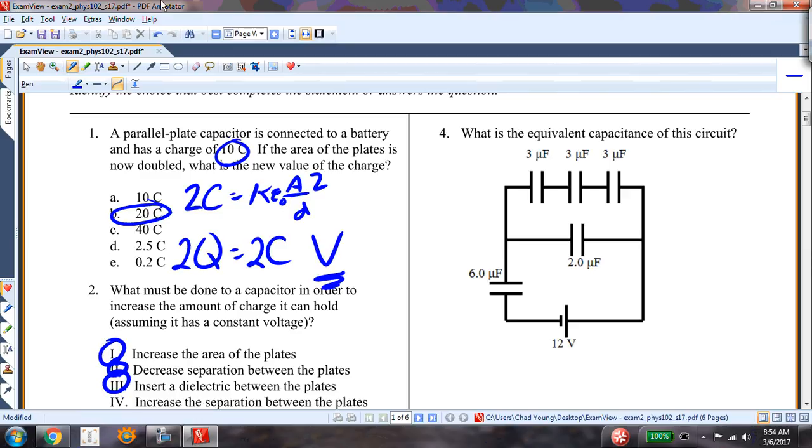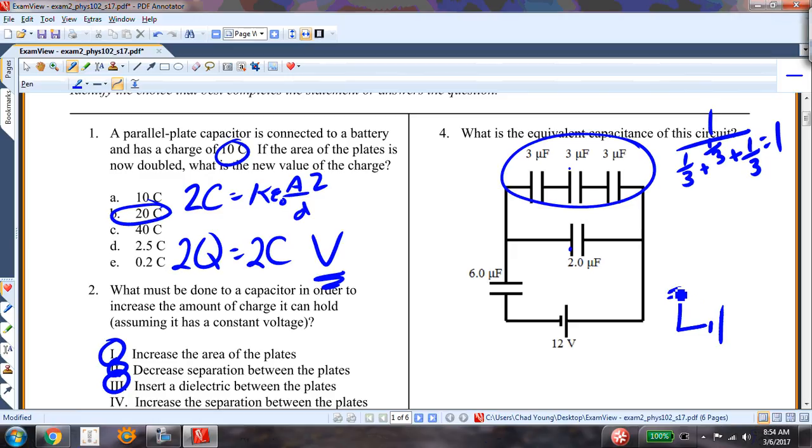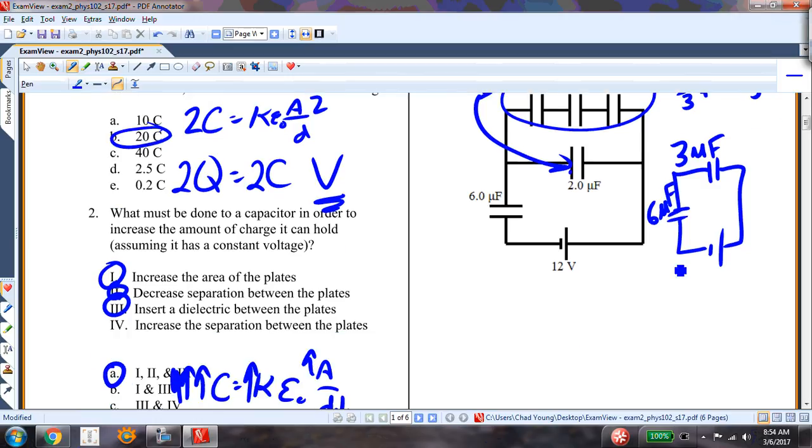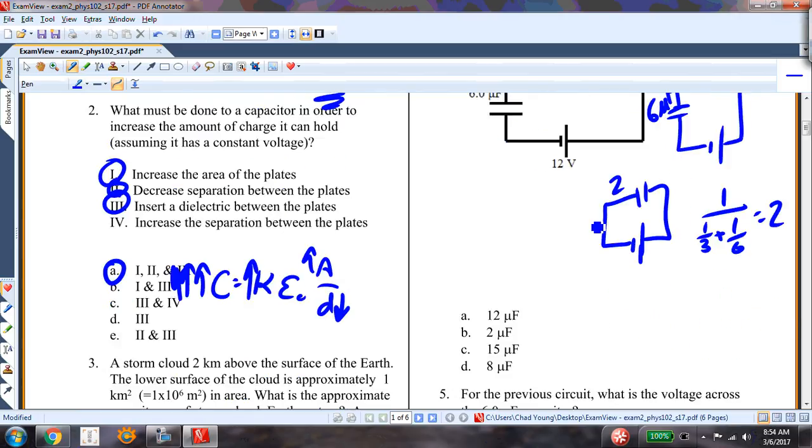What is the equivalent of this? Okay, well, the threes, that's 1 over a third plus a third plus a third. That's equal to 1. And then 1 and 2 is 3. So this becomes 1, and then combine it with this one, it gives me 3 microfarads and 6 microfarads. And then the equivalent of that is 1 over a third plus a sixth, which is equal to 2. So 2 is the right answer.